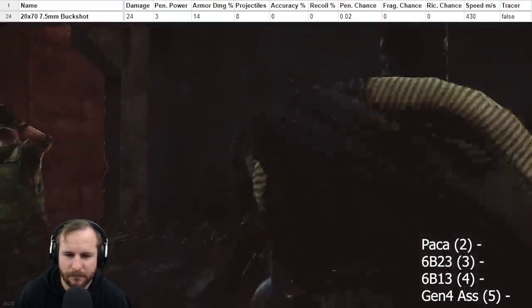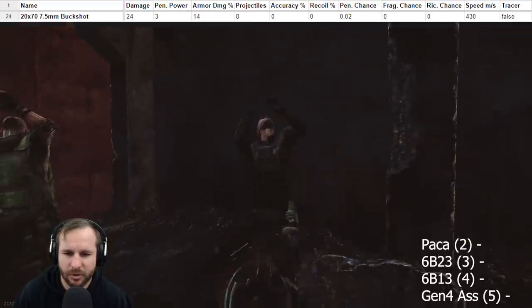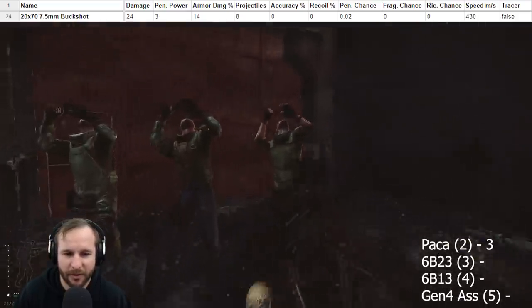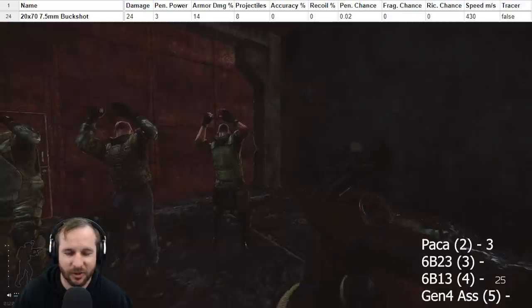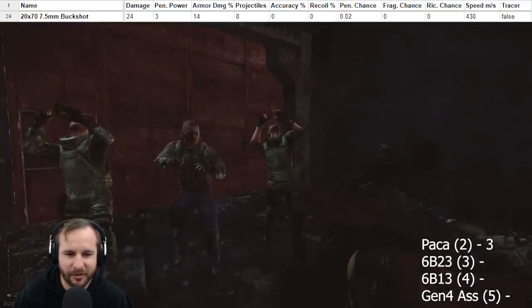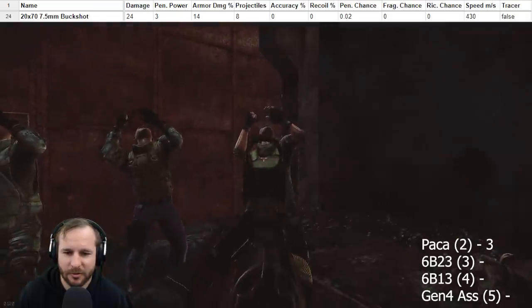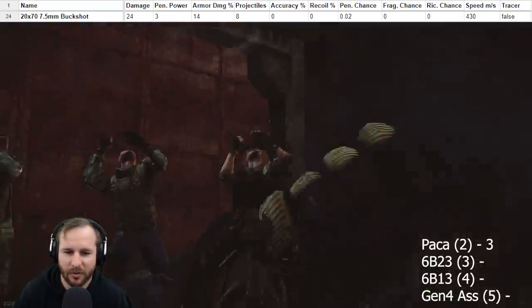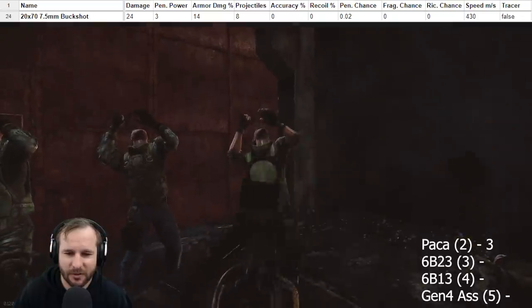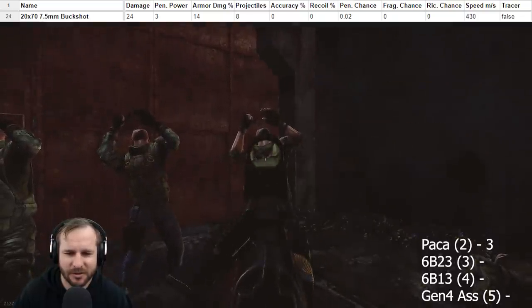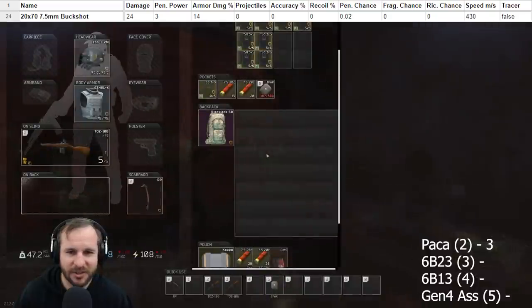Now the packer was pretty much what I expected, the exact same as the 7.3, coming in at 3 shots to be able to drop the person. It's coming down to that penetration value on the packer, so it's able to get through it, and therefore that's why it can drop it. Whereas as we move over to the 6B23, it takes a total of 7 shots to get through the armor so we can actually start doing damage.